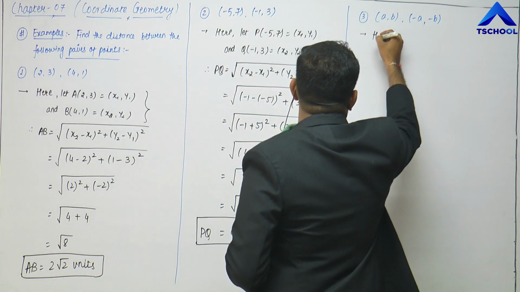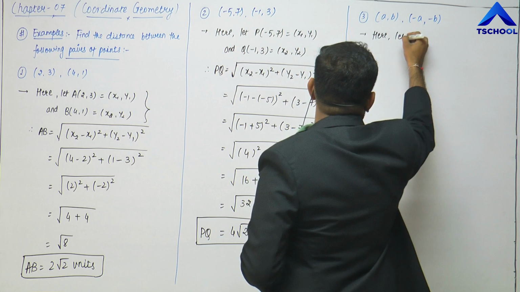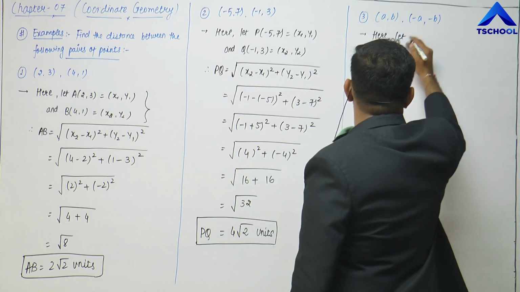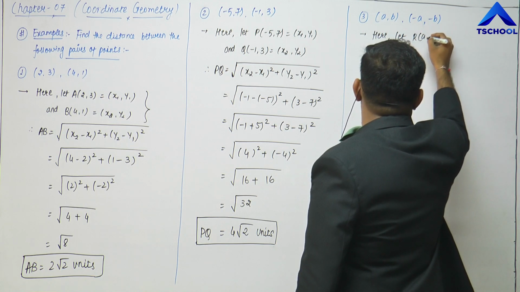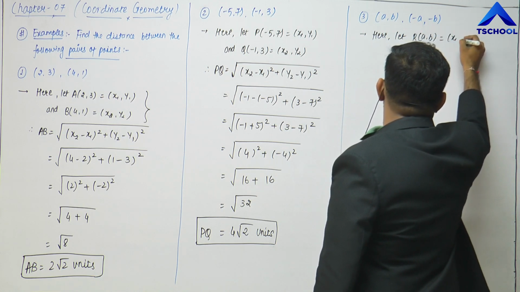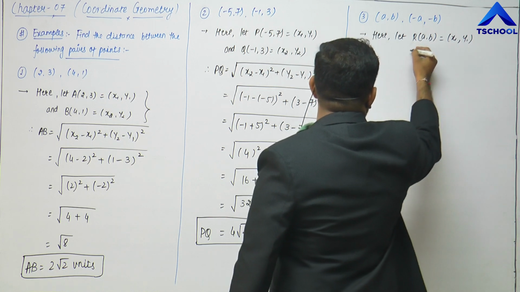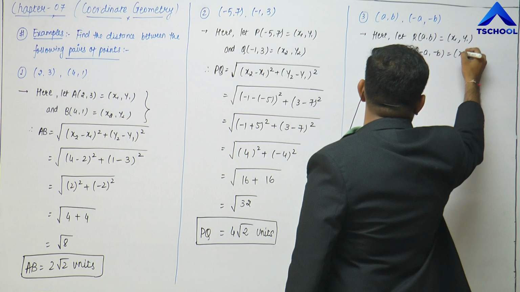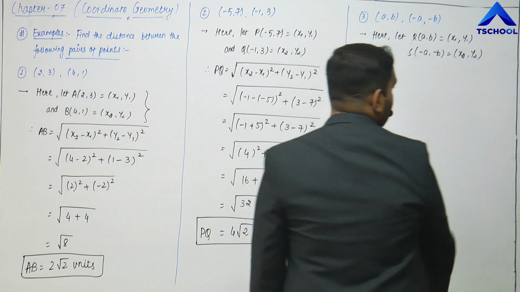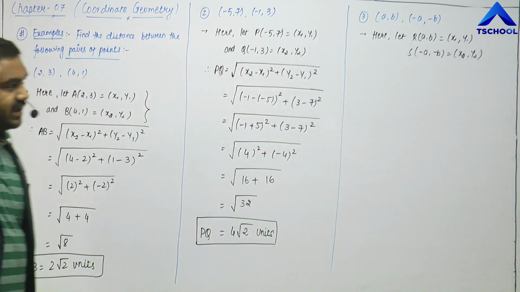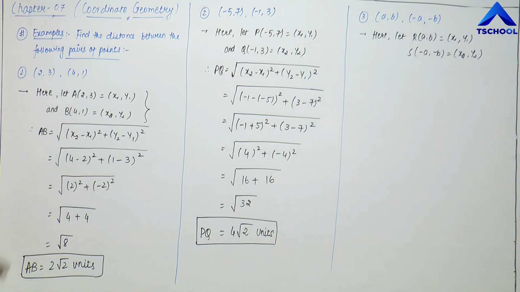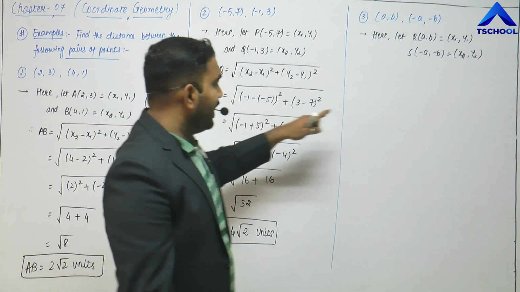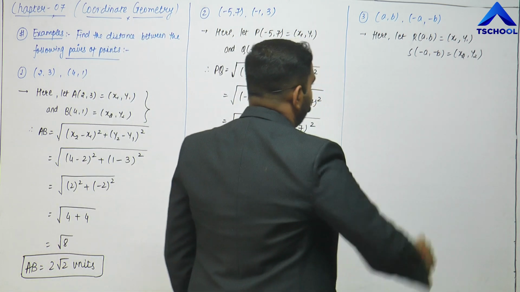Let, okay, let me take something else, R(a, b) is equal to x1 comma y1 and S(minus a, minus b) is equal to x2 comma y2. So I'm going to take these two references now. In the first one we took A and B, in the second one we took P and Q, and in the third one we are now taking R and S.